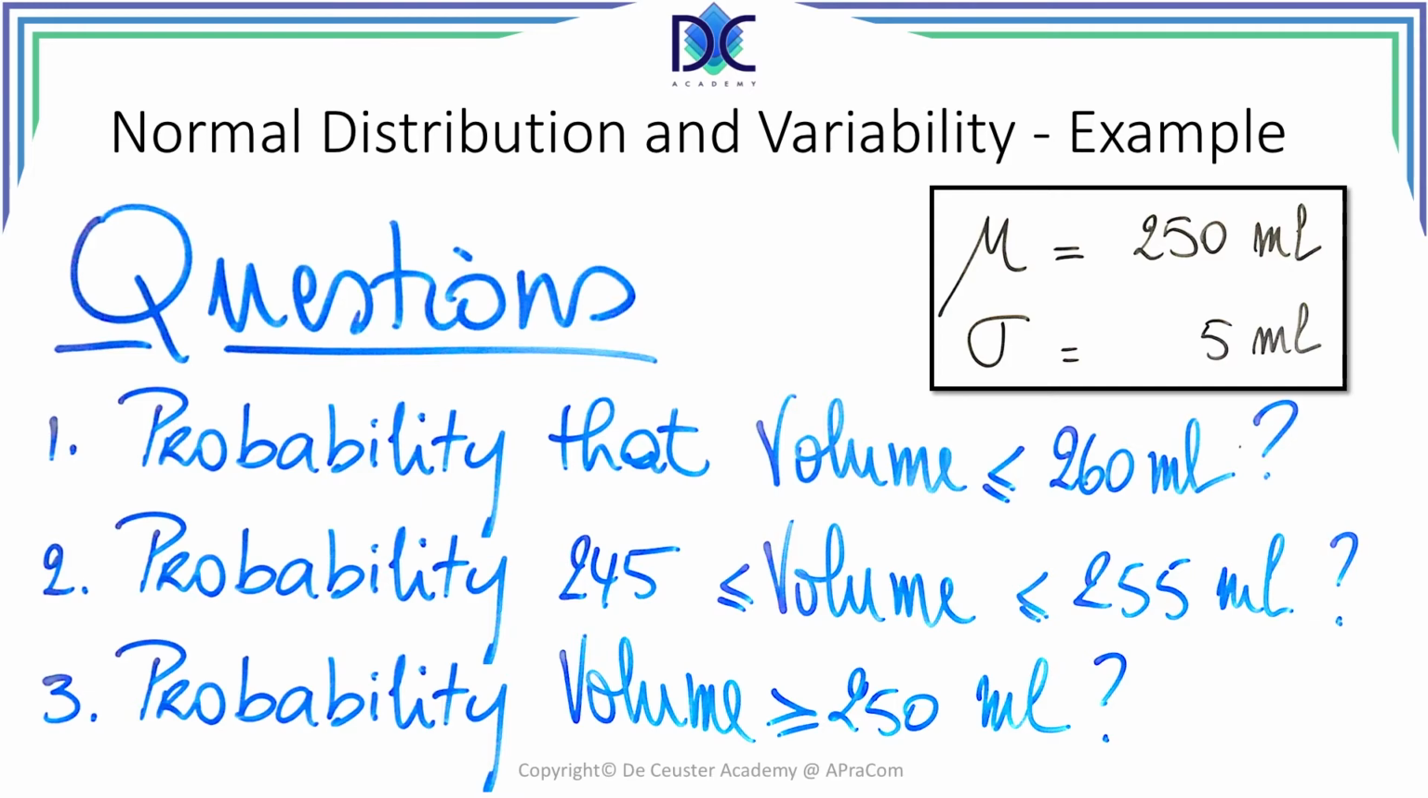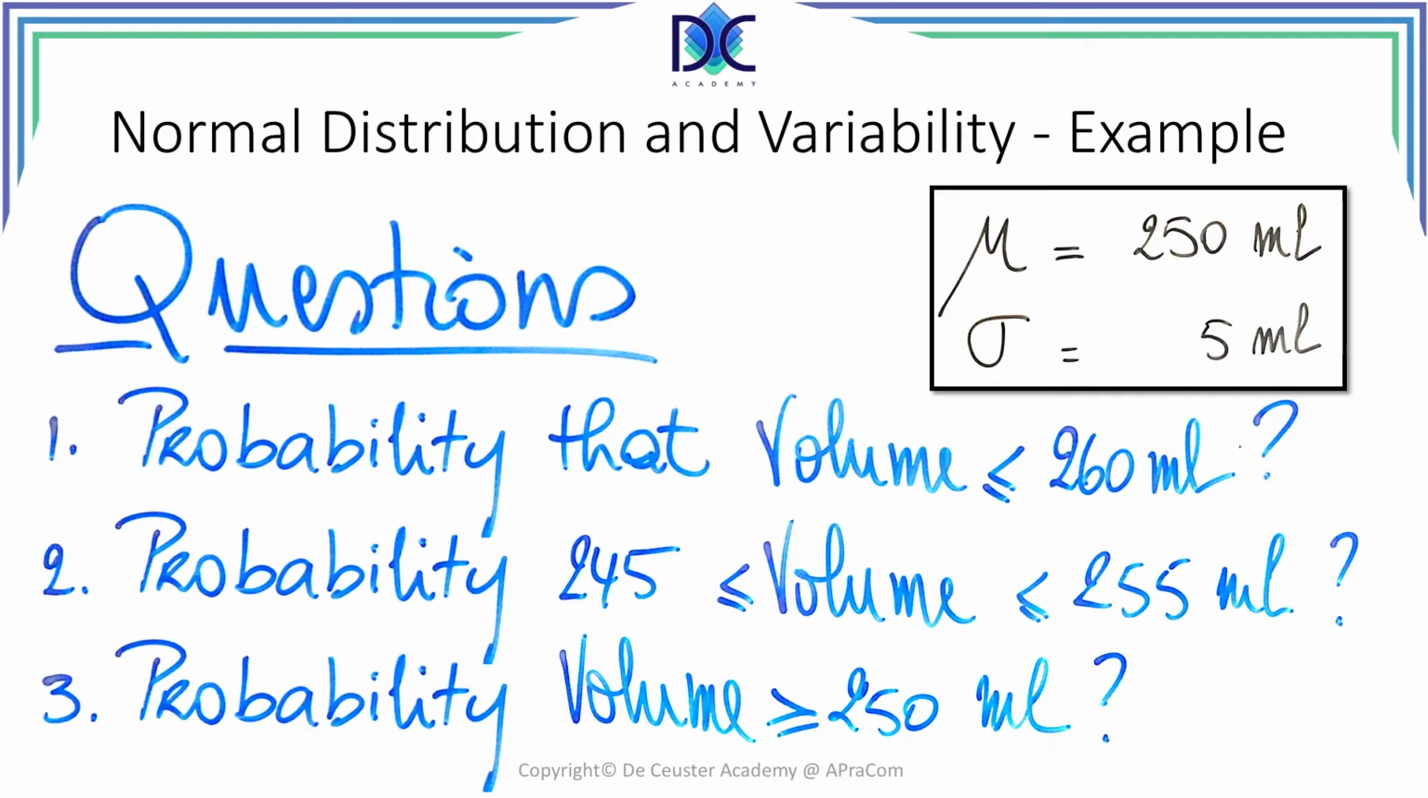We determined the standard deviation of this machine and found that it was equal to 5 milliliters. Now let's look at some questions, some elements we can answer using the normal distribution. Problem number 1 is, what is the probability that the dispensed volume is smaller or equal than 260 milliliters?